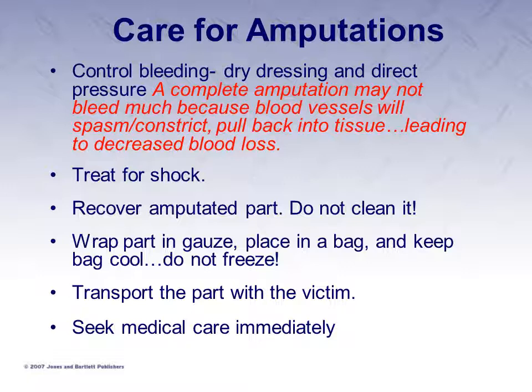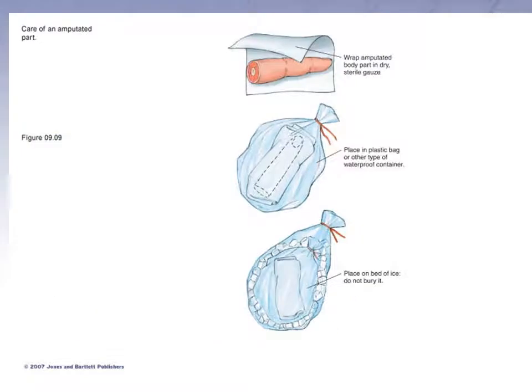What you'll do when you have that amputated part is wrap it in gauze, place it in a bag, and keep the bag cool. We don't want to freeze it because we don't want to give the amputated extremity any kind of frost nip or frostbite. And then make sure the part goes with the victim to get medical care.